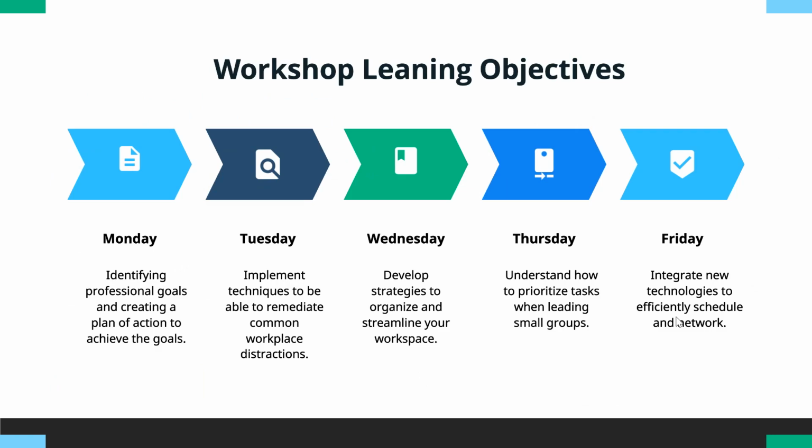The first half of the week focuses on the individual, with the goal at the end of day 1 for participants to be able to identify their professional goals and create a framework for a plan of action to achieve them. Tuesday targets the time waste of workplace distractions and gives participants strategies of how to mitigate them. Wednesday is all about one's work environment. The goal for Wednesday is for participants to be able to streamline their workplace to best suit their individual needs.